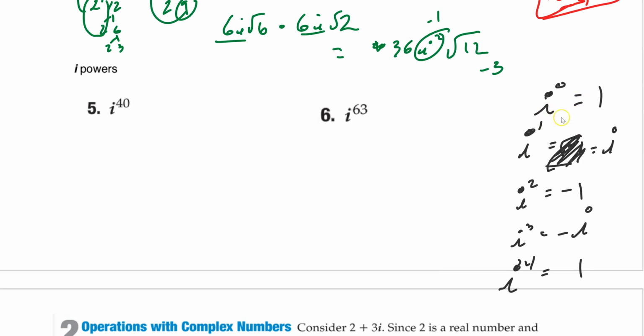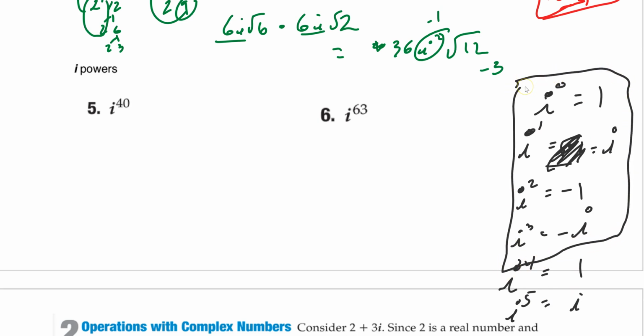So if you notice, i to the 0 power is 1, i to the 1st is i, i squared is negative 1, i cubed is negative i, and i to the 4th just repeats itself. That's all that's going to happen. i to the 5th is going to be i. All that's going to happen is you keep on repeating yourself. There's only 4 different possibilities for i. It's called a cyclic number. It repeats itself.